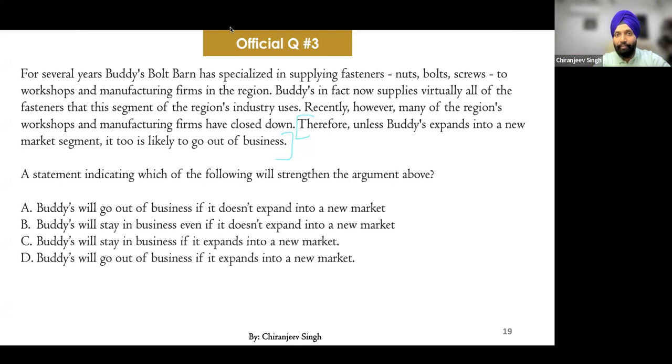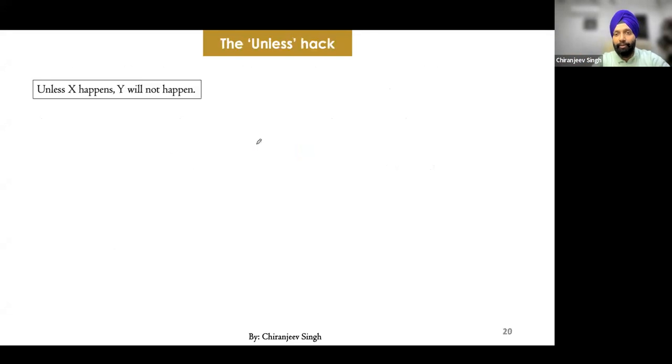Okay, no problem. So we'll come back to this. First, let's talk about the unless hack. I'll give you a hack. Generally, I'm not very fond of giving hacks, but I discovered it, and at times I use it very directly. And I think it's quite helpful. So I'll share it with you.